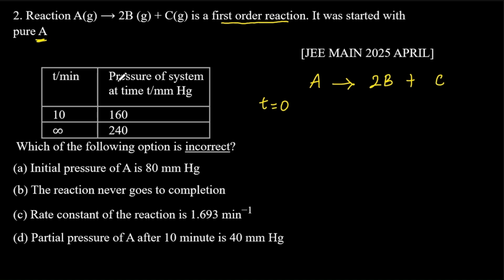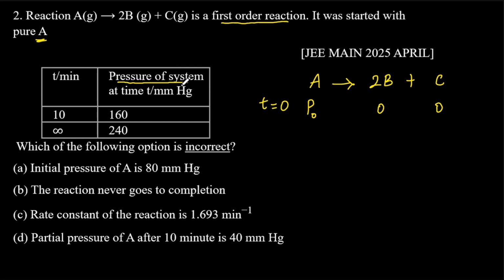So here the pressure of the system is given. So at time t equal to 0, only the reactant will be present. So the pressure of the system will be the pressure exerted by the reactant A. So let us keep that as P naught. Because pure A means the products are not at all formed. So there is no pressure exerted by the products.